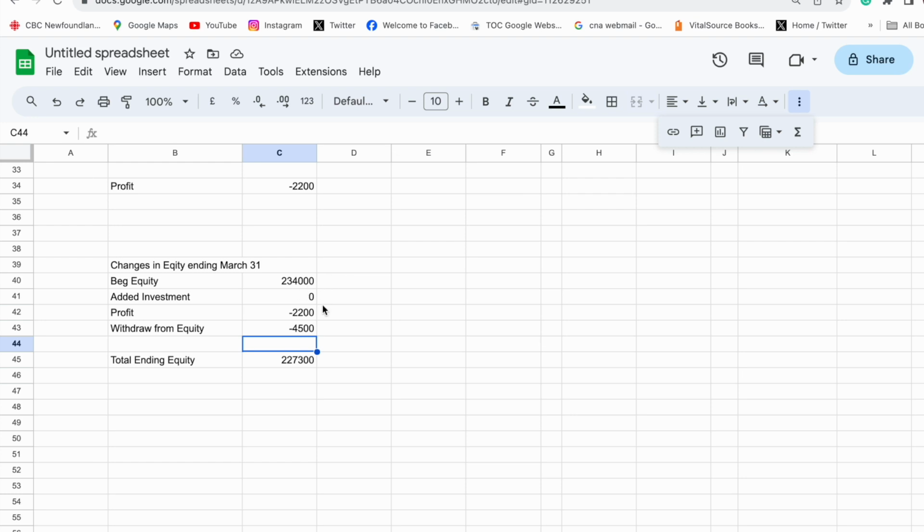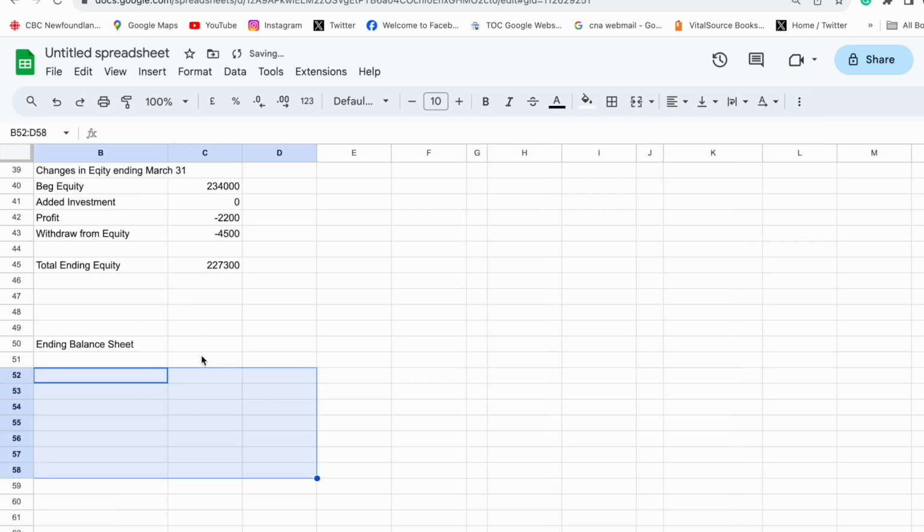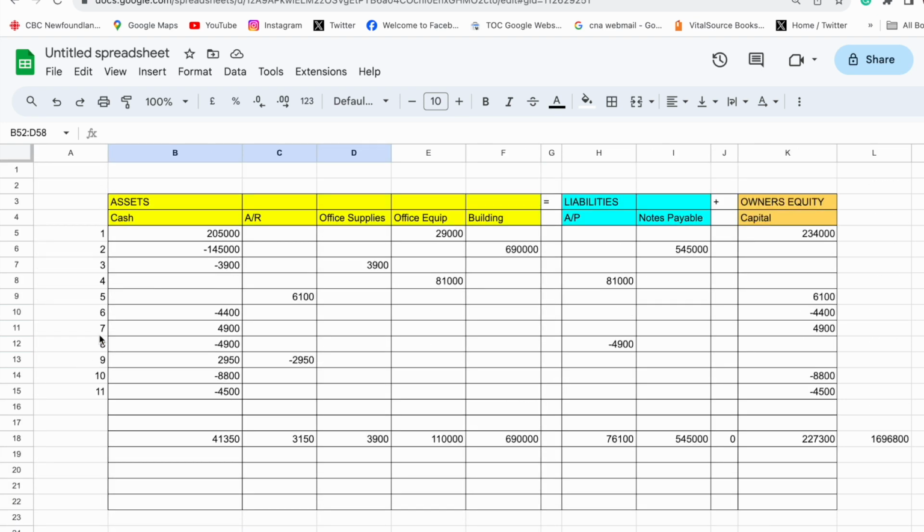Nothing was added. We lost $2,200 in operations, and the owner withdrew $4,500. So the ending equity is just simply these things added in or subtracted off accordingly. It gives a total ending equity of $227,300. So in order to calculate the ending balance sheet, all we really need to do is to look at the balances in our accounts at the end.